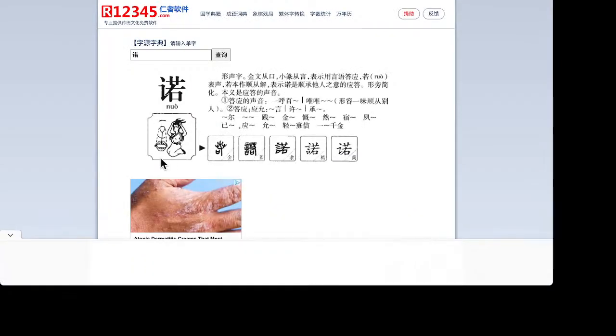So this is 诺. Let's take a look at this. Of course, this has a talking head on the left. On the right hand side, it's the character called 弱. 弱 has a meaning of 顺从, that means you are following other people's desire. So put the talking head and that character together, it means you are saying yes according to other people's desires, wishes. Okay, so this is 诺.